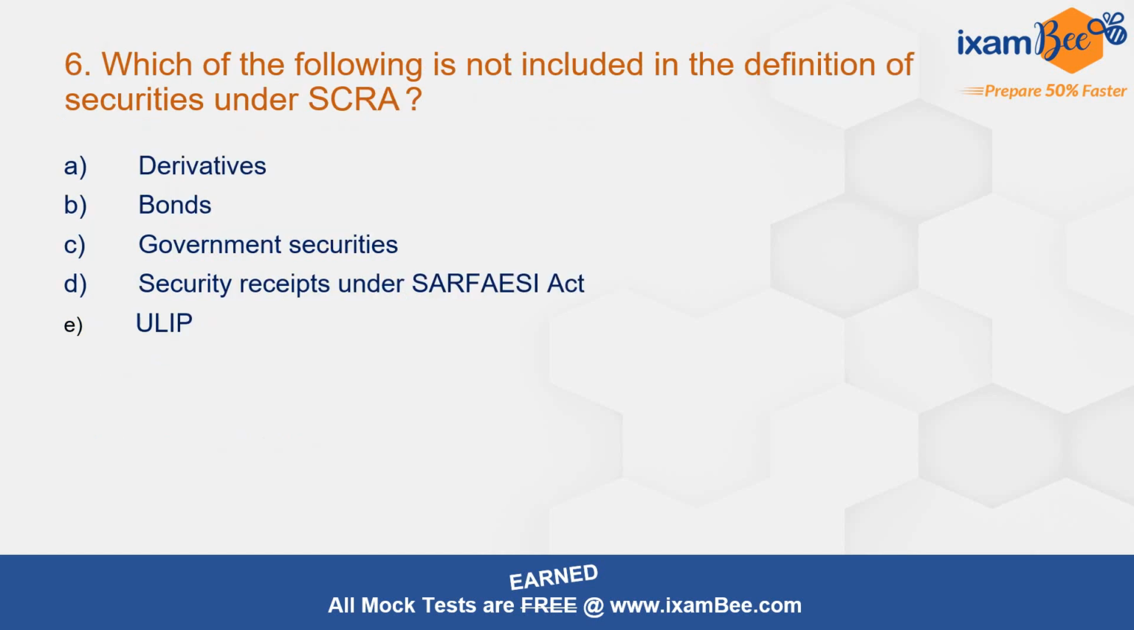Moving to question 6. Which of the following is not included in the definition of securities under SCRA? Correct answer is unit-linked insurance policies. This is option number E. This is given in exceptions in the definition in SCRA. Definition of securities is very important, so go through it thoroughly. The definition of securities has come twice in different years. So these are all the areas from which questions have come from Securities Contract Regulation Act.